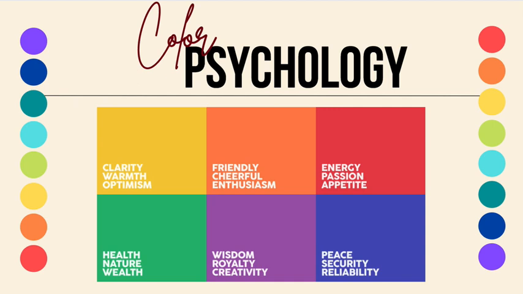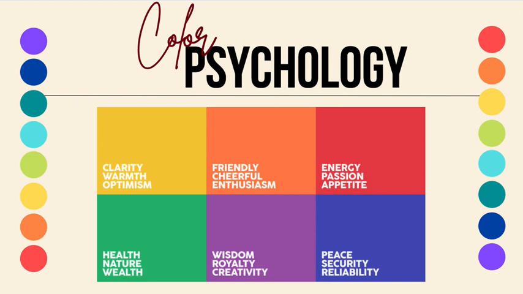Orange is friendly, cheerful, enthusiastic. Red shows energy, passion, appetite. I think red also means exciting, energy. Green is usually nature, health, wealth. Purple is wisdom, royalty. It's also synonymous with creativity. Blue is reliable, secure, and sometimes peaceful.